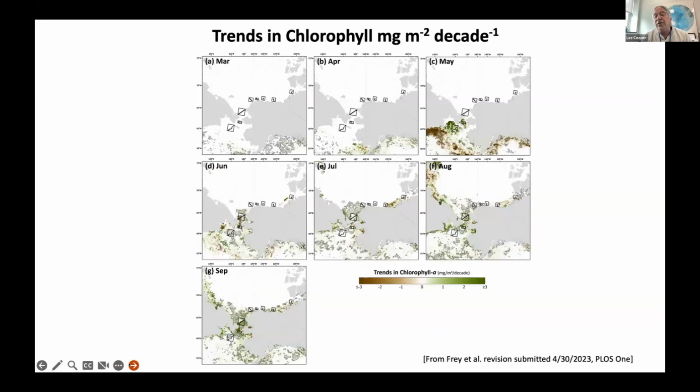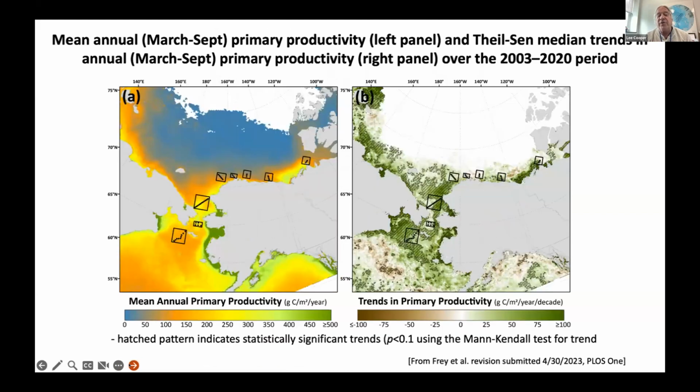I would just call your attention to July, which is when we go through on the Canadian ship, the Sir Wilfrid Laurier, and you can see that the green markings that indicate an increase in chlorophyll, we don't actually see that in July, and that matches up with the data that we've collected. So even though production is increasing where we're doing sampling in the Bering and the Chukchi Seas within those boxes, it hasn't actually changed in July, but overall mean annual productivity is increasing based on the satellite measurements, in grams carbon per meter squared per year per decade.